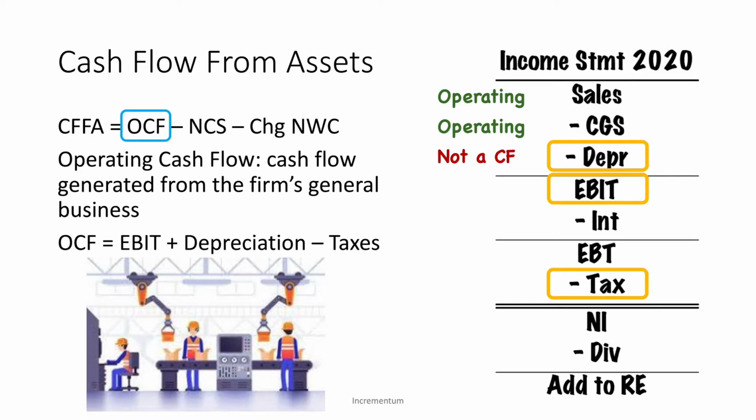The next line item is interest. Interest is actually a financing cash flow, so we can't include it when we're trying to calculate operating cash flow. The next line item is taxes, and taxes would be an operating cash flow. If we're operating and we're having earnings, then we're going to need to pay taxes. So this is why once we have EBIT and we add depreciation, we now subtract taxes in that operating cash flow equation. The next line item is dividends, and dividends is a financing cash flow. So again, we can't include it if we're trying to calculate operating cash flow. So this is why operating cash flow is EBIT plus depreciation minus taxes. It's really sales minus cost of goods sold minus taxes.